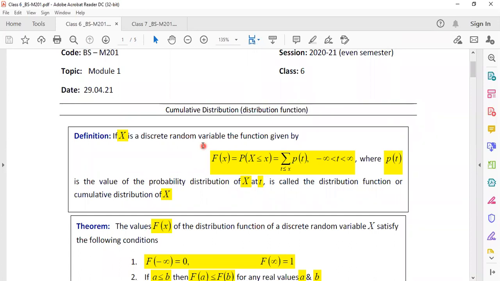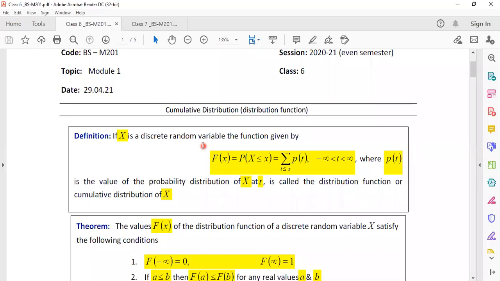To recapitulate, a random variable is a function whose domain is the sample space and whose range is a subset of the set of real numbers. Discrete random variable means the function whose values are either finite or countably infinite. Then we say that this variable is discrete. Otherwise, it is continuous.